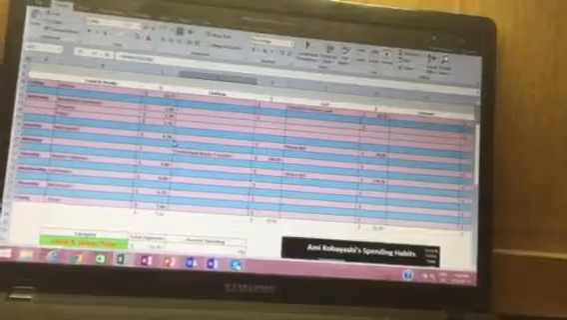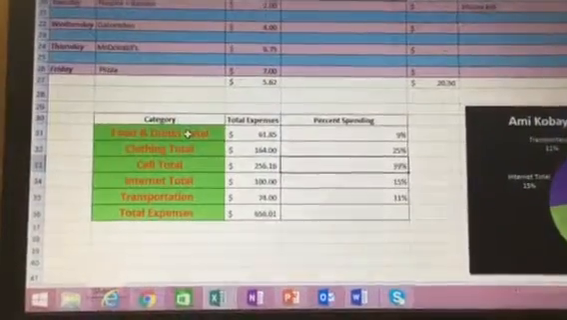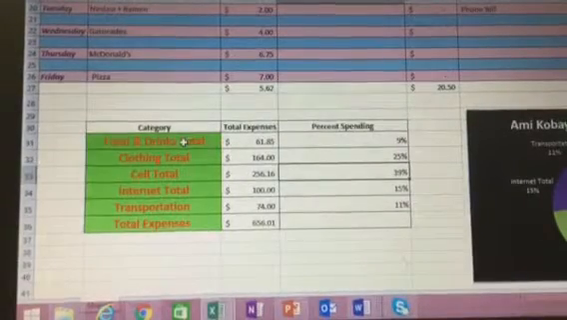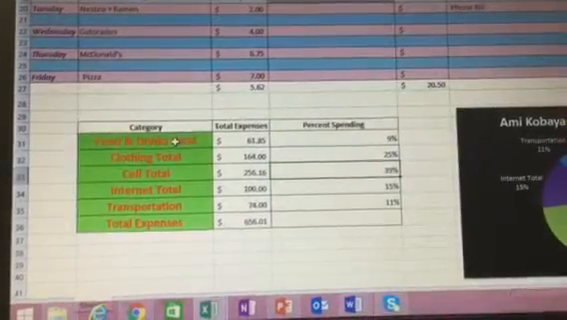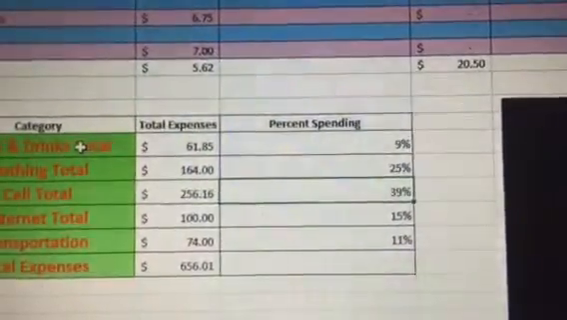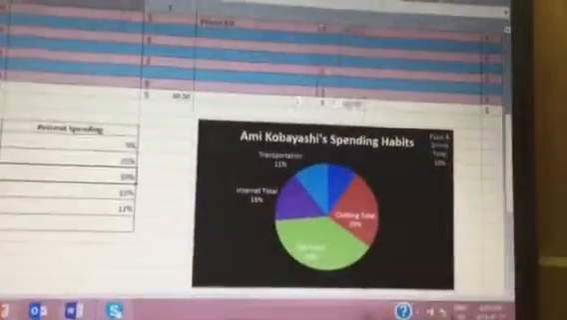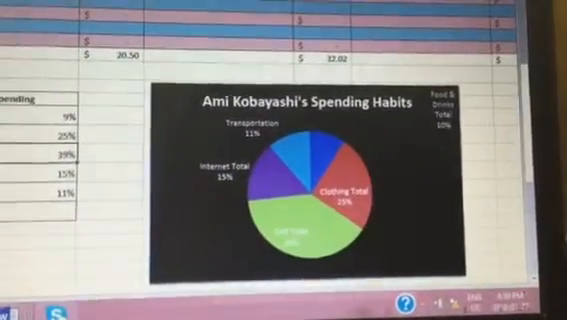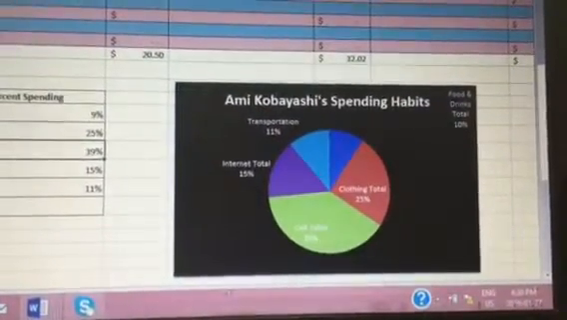Spending chart. Total expenses. My total expenses for food and drinks were $61.85, clothing $164, cell total $256.16, internet total $100, transportation $74, and my total expense was $656. And you can see the percent there: 9%, 25%, 39%, 15%, and 11% for the following categories. I made a pie graph, which was a very good graph to choose because it could show the percent very nicely. So you can visually see the differences between how much I spent on one category as opposed to another.